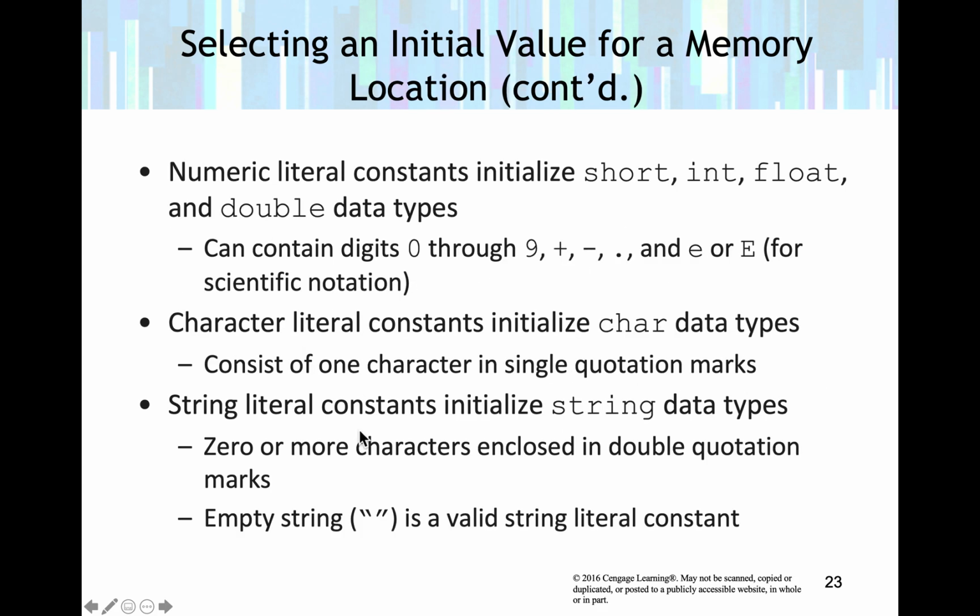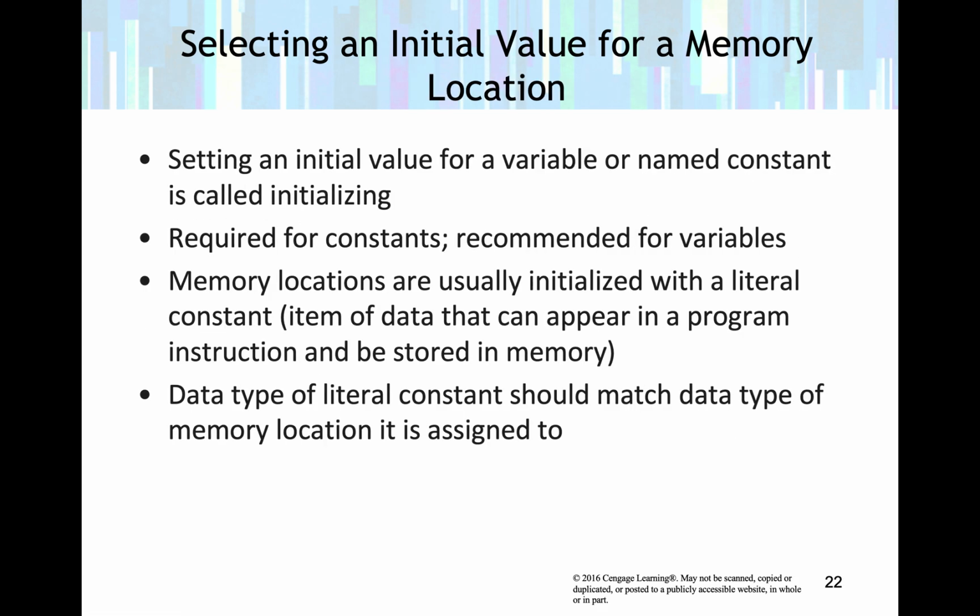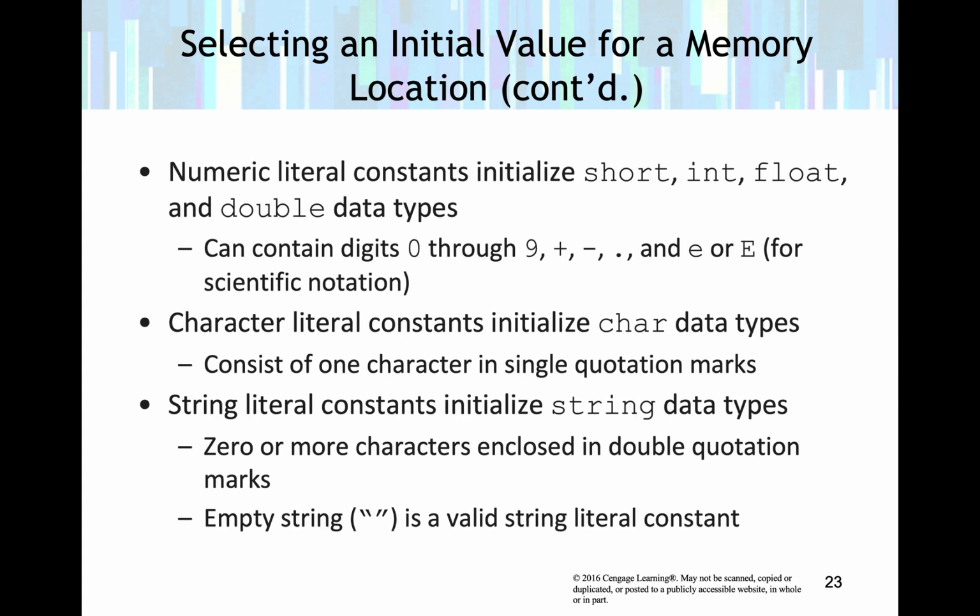So what does that mean? Well, that means that if I have an integer, and the integer is age, then I should initialize it to a 0. If I have tax rate and it's a constant, then I should initialize it to the actual tax rate, 0.0825, or whatever it is.